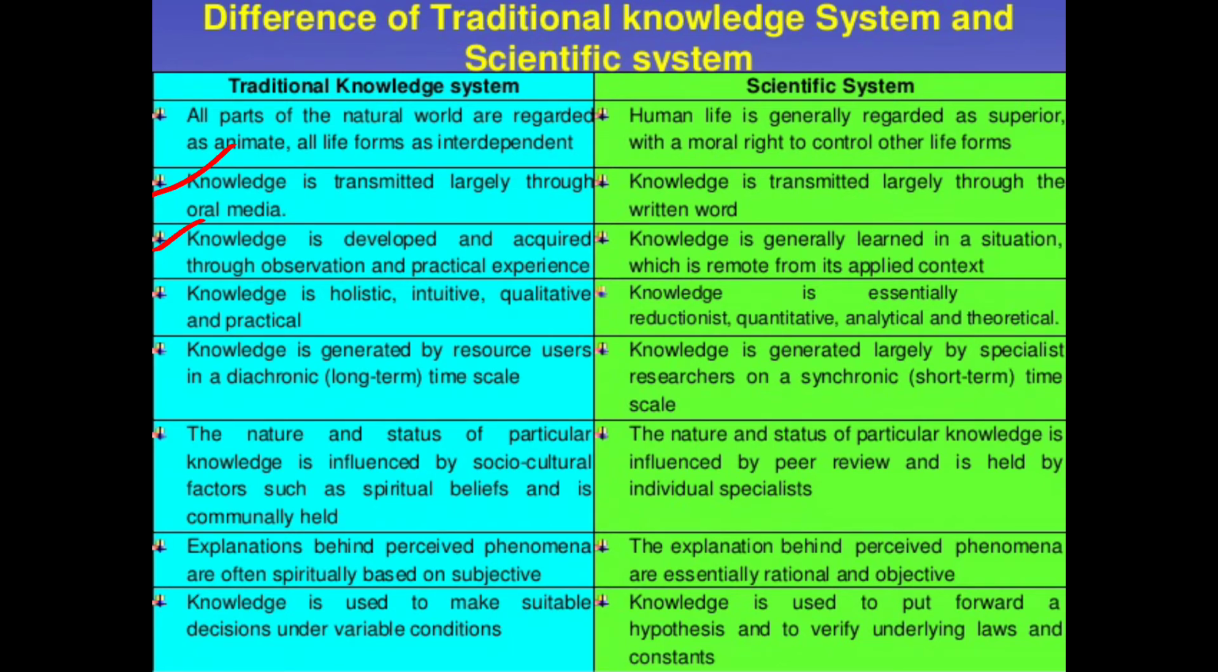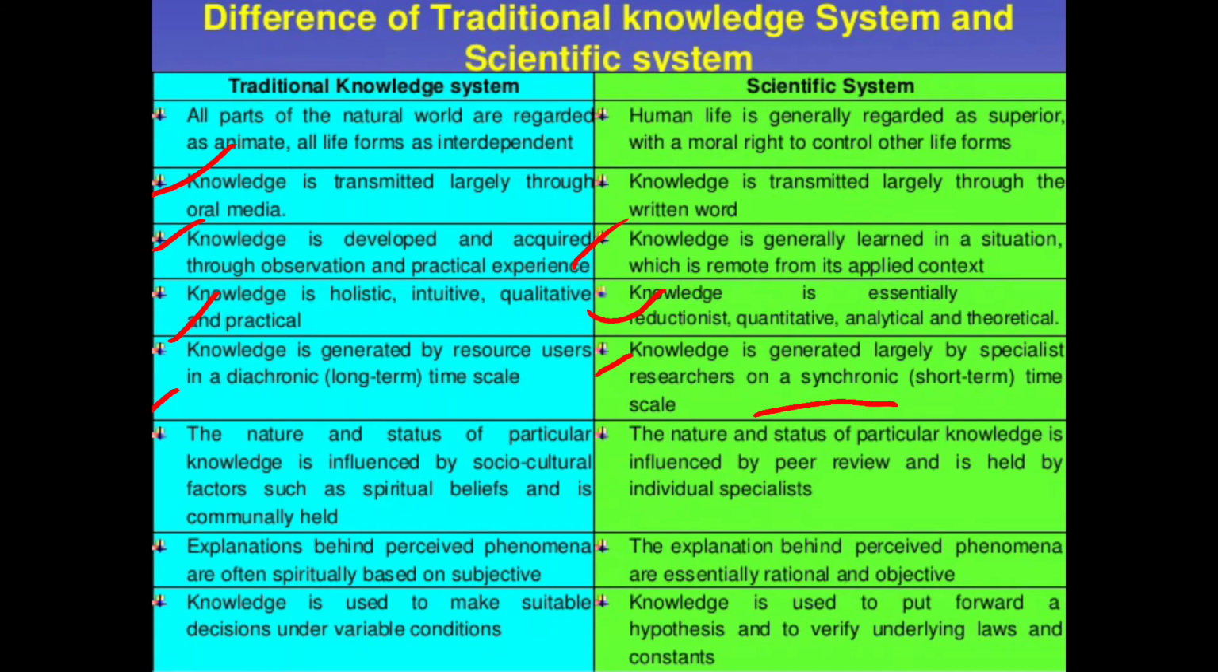Then in traditional knowledge, knowledge is developed and acquired through observation and practical experience. And in a scientific system, knowledge is generally learned in a situation which is remote from its applied context. In traditional knowledge, knowledge is holistic, intuitive, qualitative and practical. But in a scientific system, knowledge is essentially reductionist, quantitative, analytical and theoretical. In traditional knowledge, knowledge is generated by the resource users on a diachronic, long-term scale. And in a scientific system, knowledge is generated largely by specialist researchers on a synchronic time scale, meaning a short-term scale.